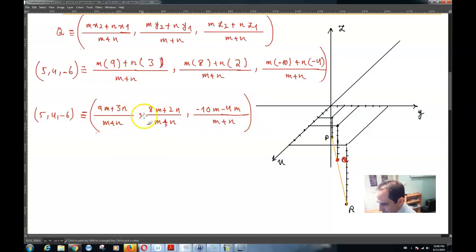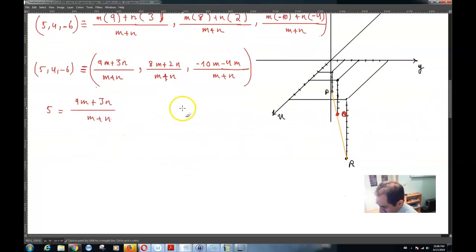And so what that means is that, for example, you can write 5 is equal to 9M plus 3N over M plus N, and then you can call this equation number 1. Then you can write 4 is equal to 8M plus 2N over M plus N. That would be equation number 2.